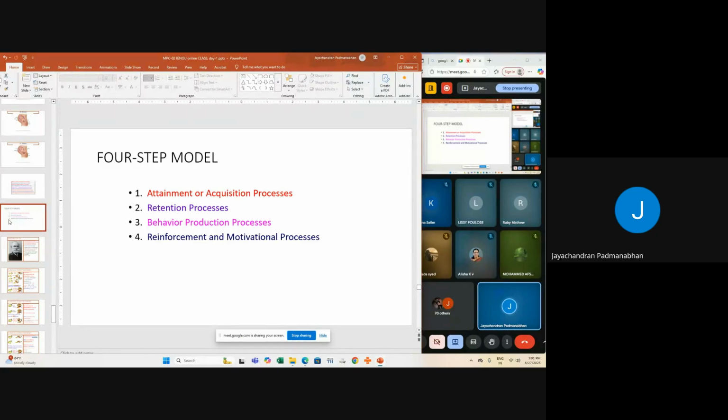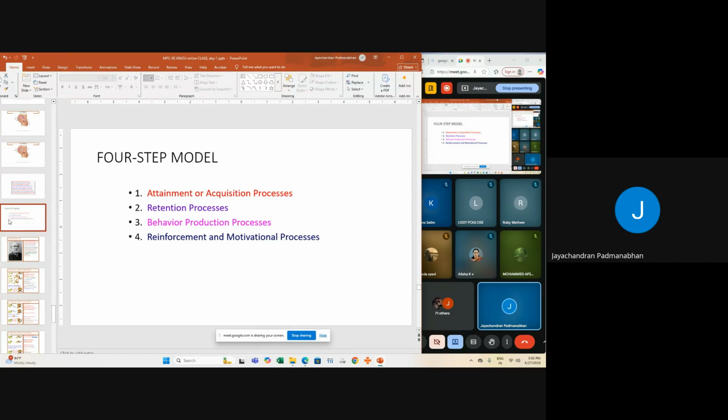But every day, out of 40 students, if all the 40 students are behaving that way, the ayah will be in a difficult position. So that is a very important thing, the attainment or acquisition process. Then comes retention: whatever good behavior is taught should be retained. Then the behavior production process means anything conducive should be promoted, and anything detrimental should be punished. That is the behavior production process.